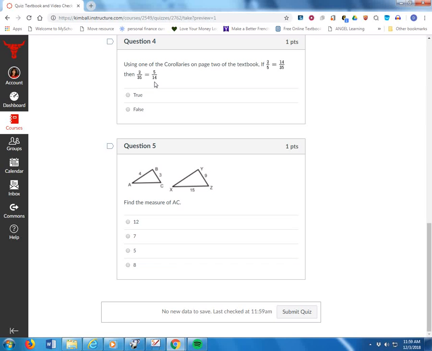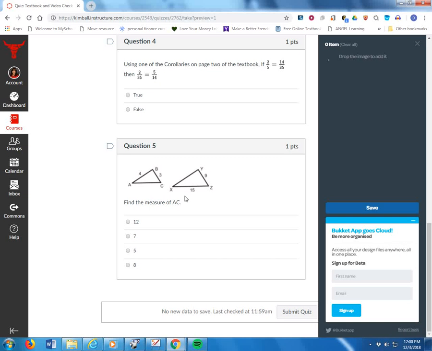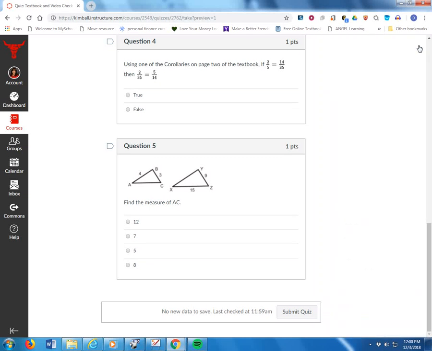Okay, and finally, we get into the beginning of what we're going to learn tomorrow, which is similar triangles. Triangles are similar if they have the same shape, but not the same size. Remember, if they're congruent, they have exactly the same size and shape. That's where we're going to start doing ratios and proportions. So if I look at these two triangles, if I wanted to find the measure of AC, I would set up a ratio. I could say 3 to 9 equals AC to 15. Does everybody see that? 3 to 9 equals AC, which I'll call x, to 15.